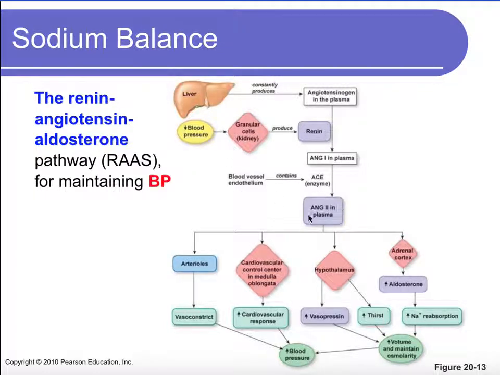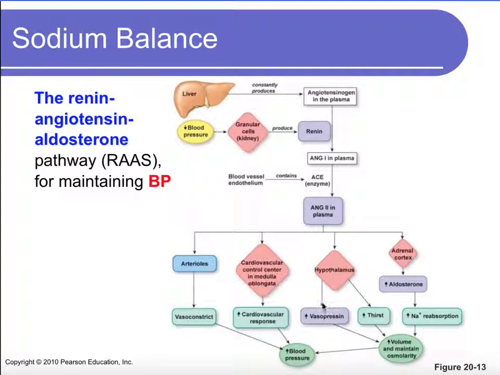Then Ang2 will do everything you can possibly think of to raise your blood pressure. For example, Ang2 is a vasoconstrictor because we know when we vasoconstrict our arterioles, blood pressure goes up. Ang2 stimulates the cardiovascular system to activate the sympathetic output, which we know increases the cardiac response. It increases heart rate, increases contractility, which increases stroke volume and cardiac output, and all of that raises blood pressure.